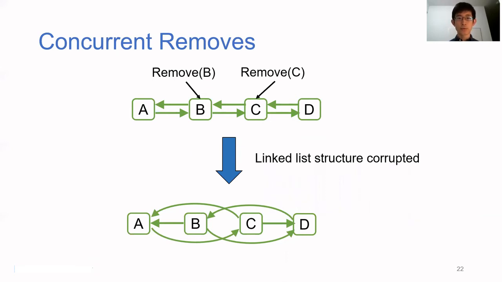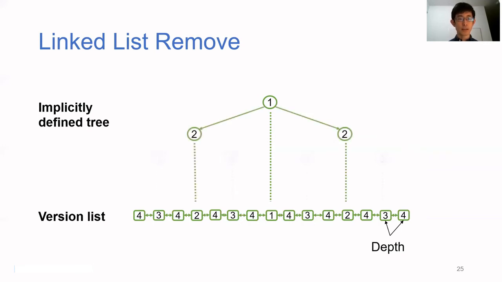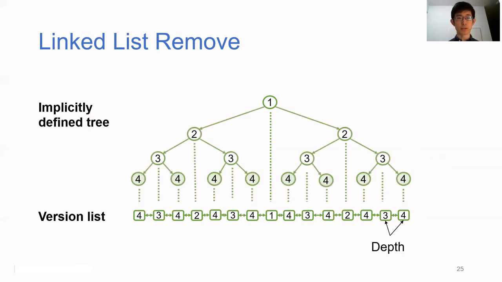And in our algorithm, we avoid this problem using an idea from parallel list contraction. So the idea is to store a depth value in each node in the version list. So this depth information is stored alongside the timestamp and value fields. This depth will be used to define an implicit tree as follows. So first, the smallest depth is picked out and made the root of the tree. And then we build the tree recursively on the two sides. And eventually we'll end up with a structure that looks like this.